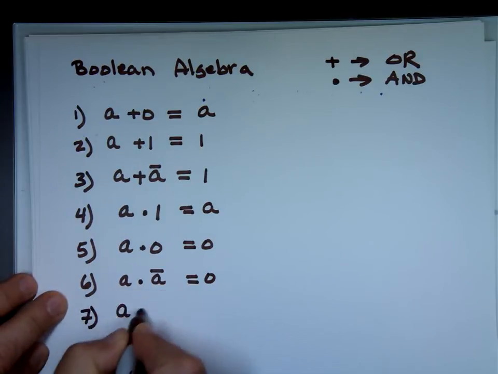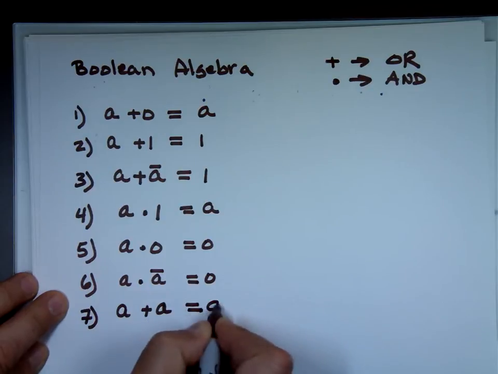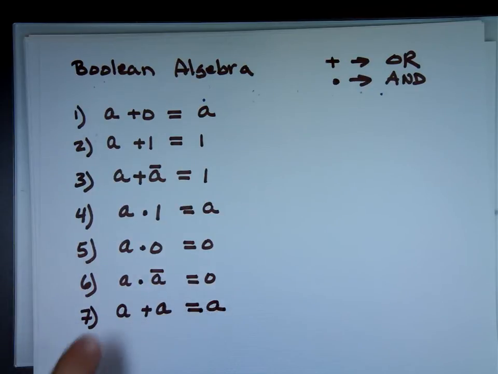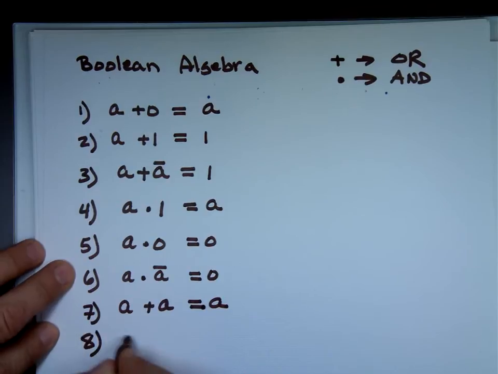What is A or A? Still A. When A is 0, what's 0 or 0? 0. When A is 1, what's 1 or 1? 1. At the same token, what's A and A? A. Yep.